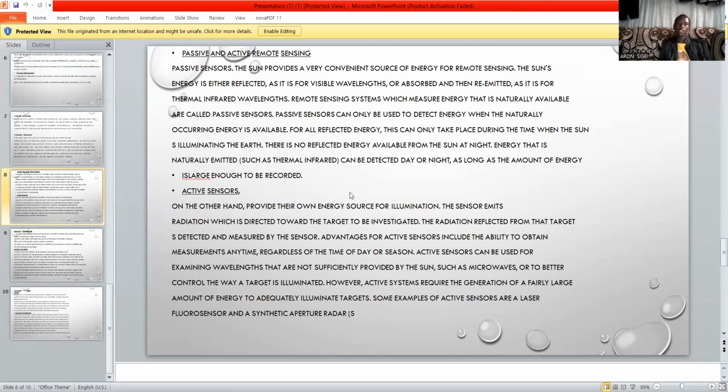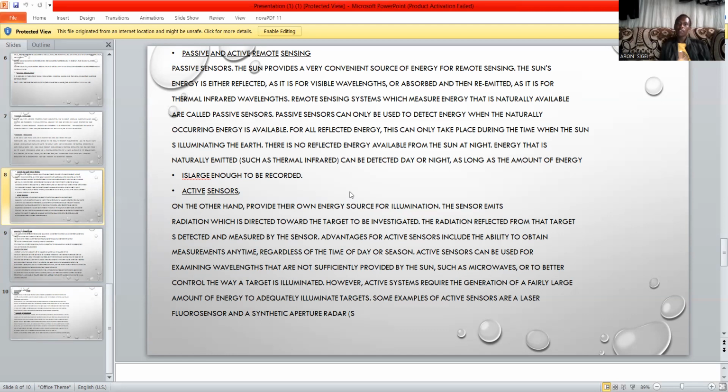The second part is the active sensors. On the other hand, active sensors provide the energy source for illumination. The sensors emit radiation which is directed towards the target to be investigated. The radiation reflected from the target is detected and measured by the sensor.